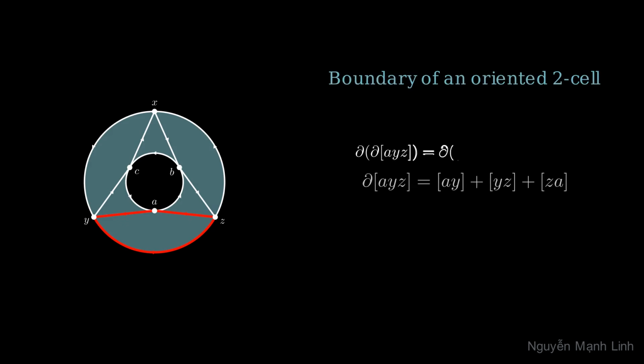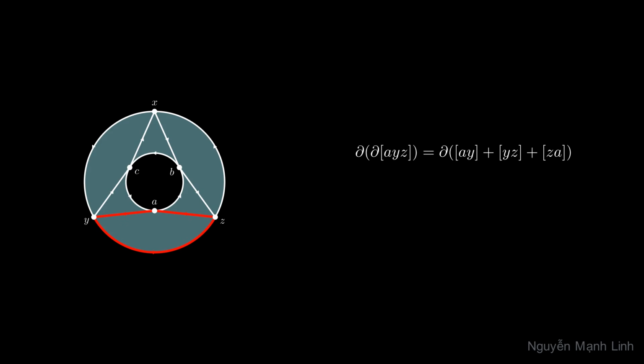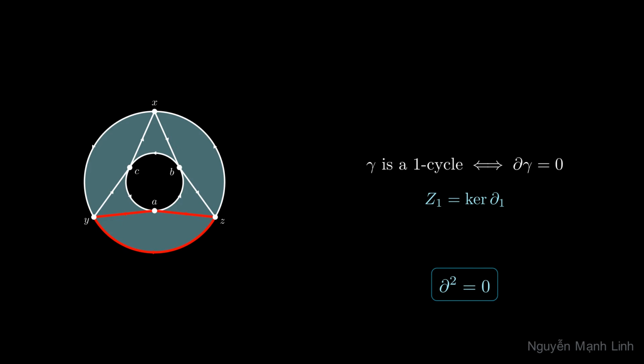An essential property of the boundary operator is that taking the boundary twice always gives 0. In our example, the boundary of the boundary of AYZ is the boundary of AY plus YZ plus ZA. This is Y minus A plus Z minus Y plus A minus Z, and every term cancels. A 1-chain whose boundary is 0 is called a 1-cycle. The boundary of AYZ is therefore a 1-cycle. This is also a 1-boundary because it is already the boundary of a 2-chain.